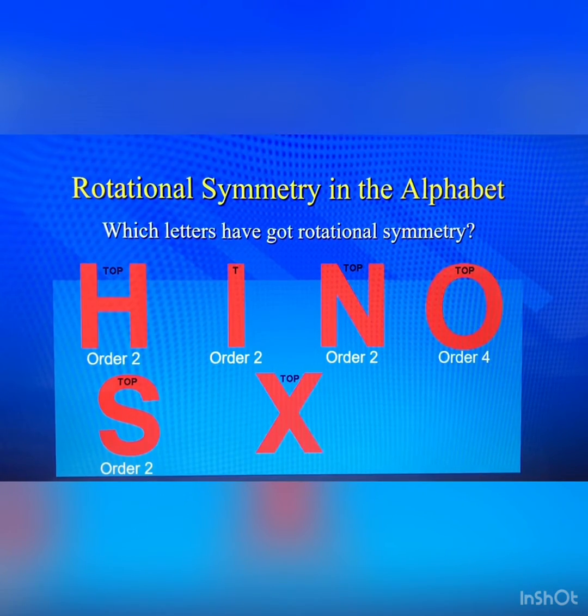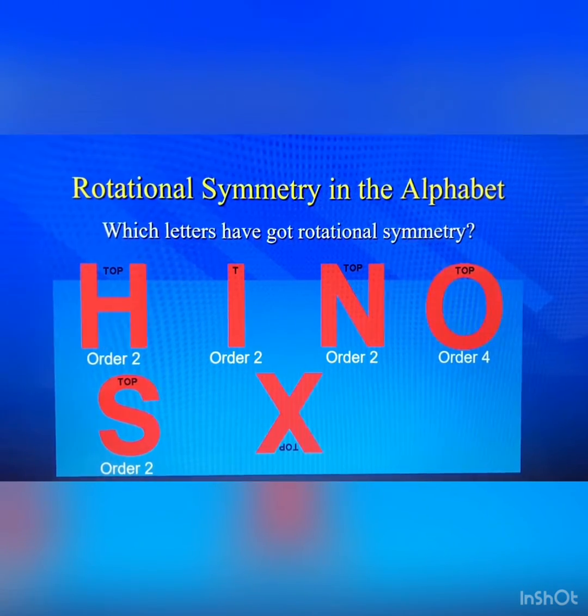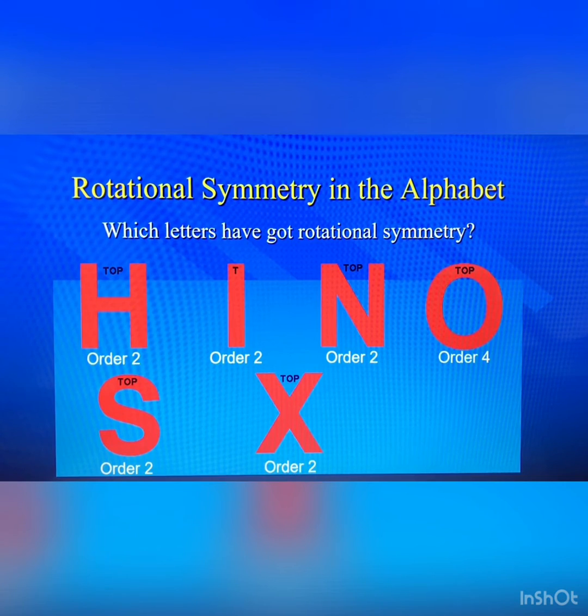Now this is alphabet letter X. So we will move it. Yes, this is the original shape. Again this is the original shape. So it has order 2. Rotational symmetry of order 2.